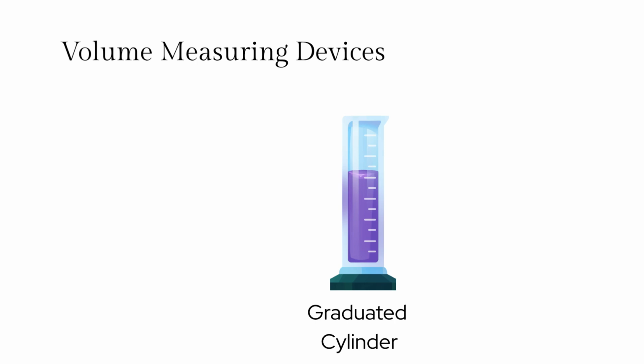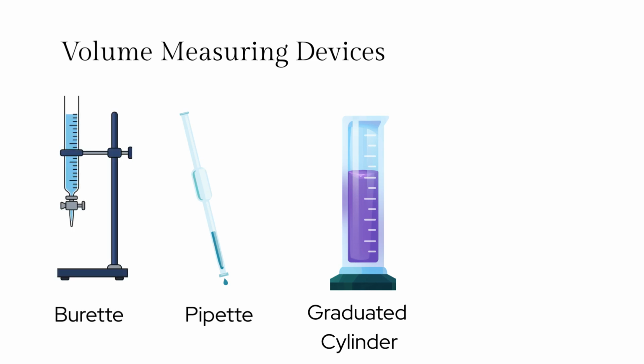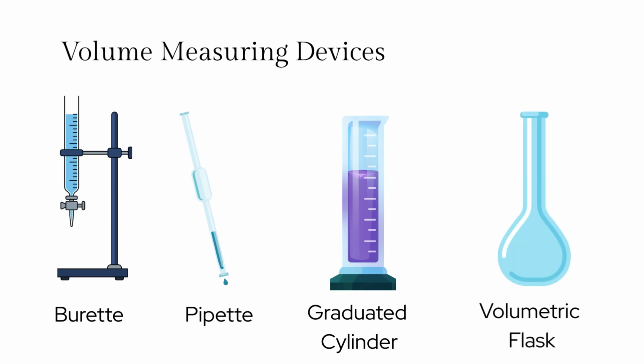In laboratories, different instruments are used to measure volume. A graduated cylinder is used for measuring liquids. A pipette measures fixed small volumes accurately. A burette is commonly used in titration experiments. And a volumetric flask is used for preparing a fixed volume of solution.